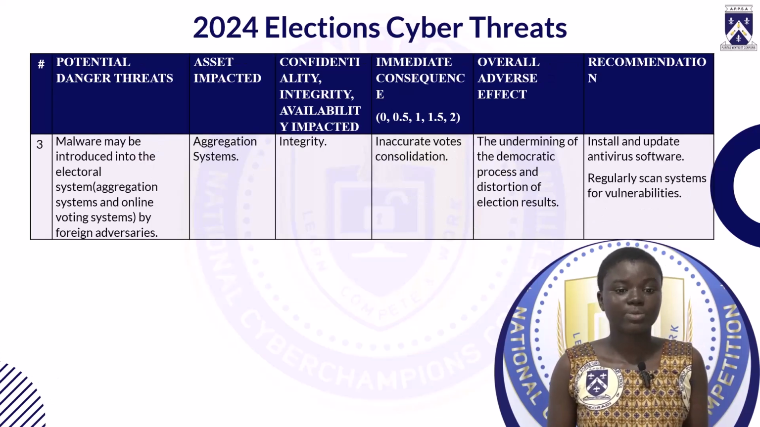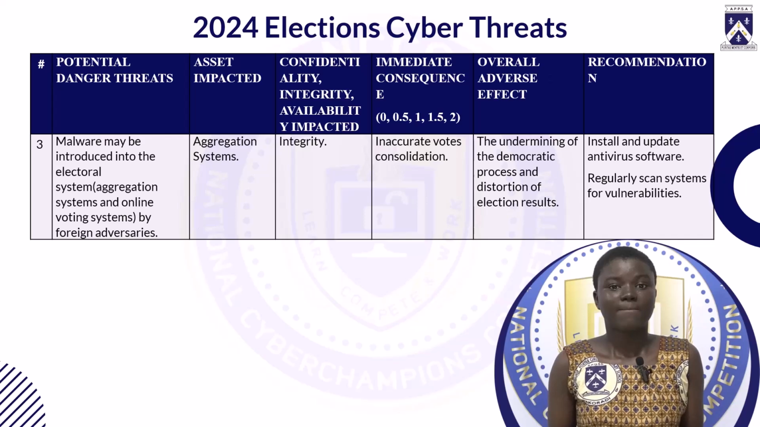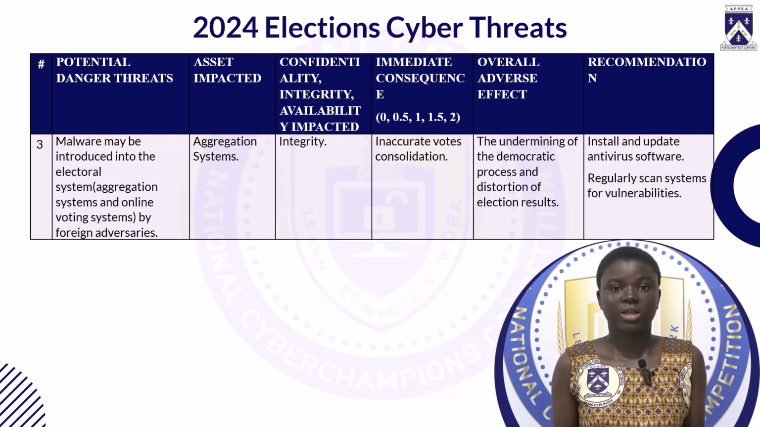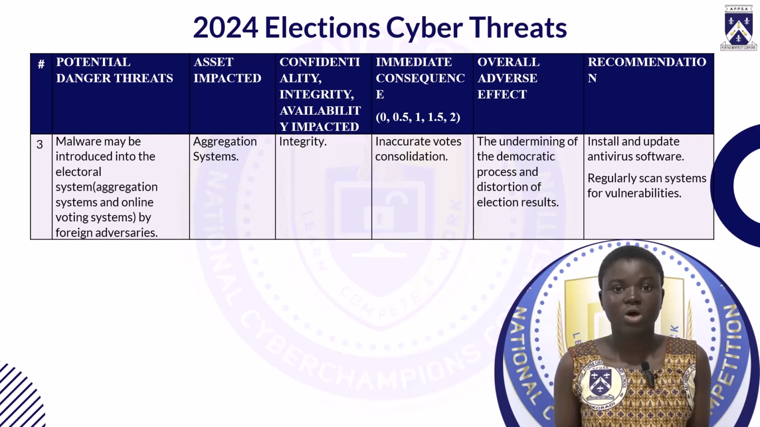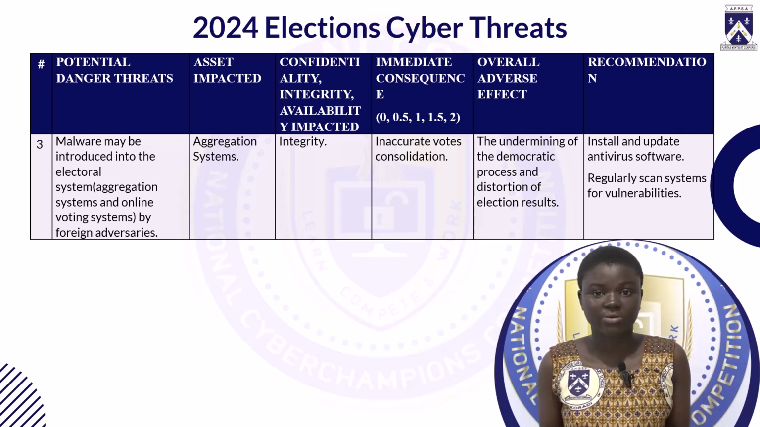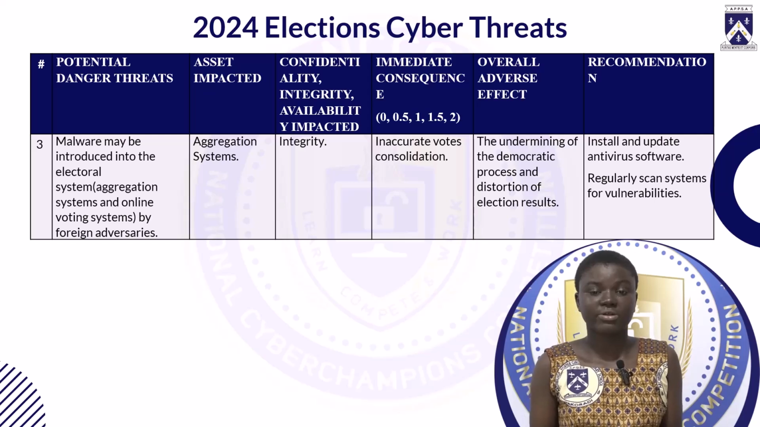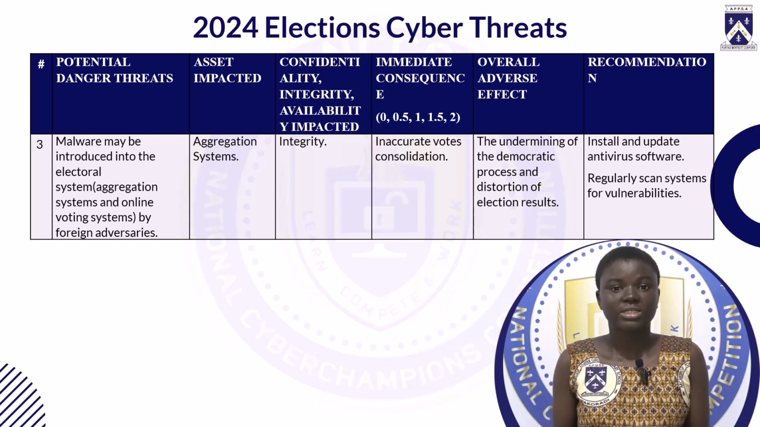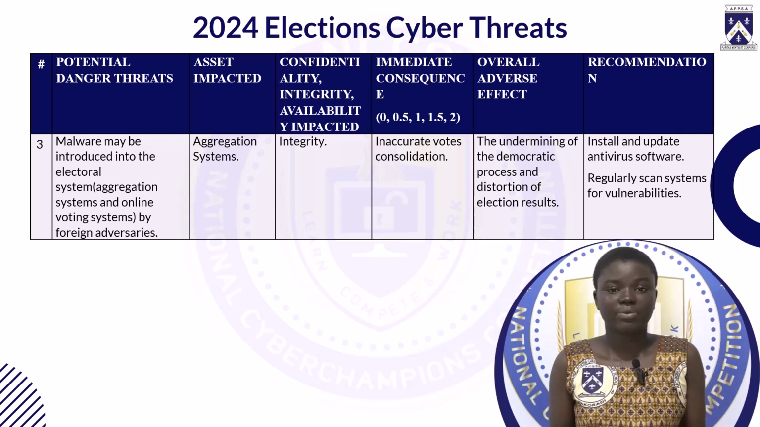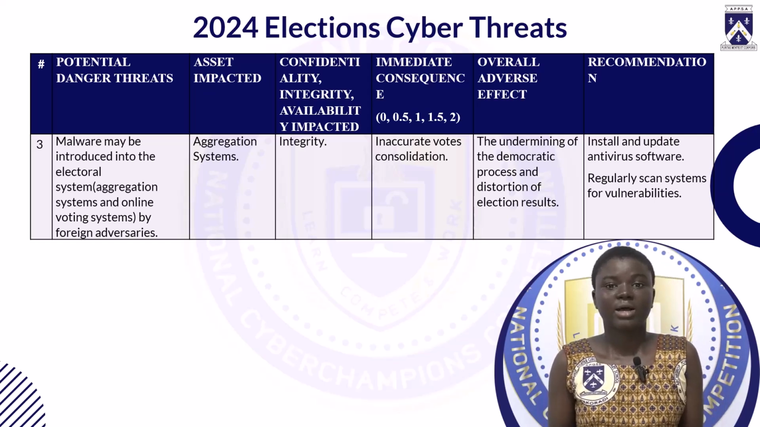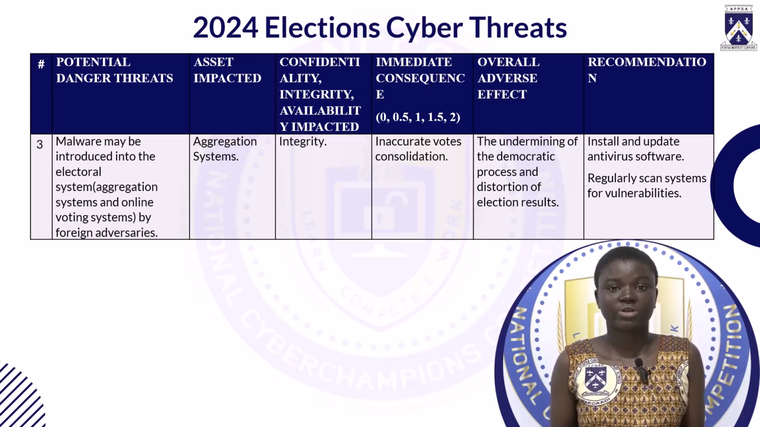My third point will be the malware attack. Malicious software, such as viruses and worms, could be introduced into the collation system and aggregation system, and this malware could bring about double counting of votes or even prevent some votes from being counted, affecting the integrity of the election, that is, making the results inaccurate. This can be prevented by installing and updating software regularly and scanning the system for vulnerabilities.